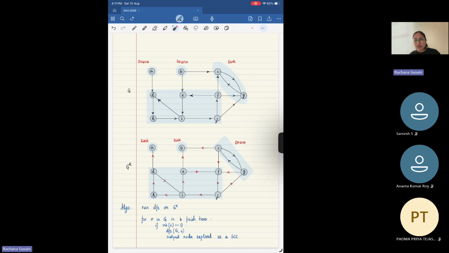Is my screen always visible, or are there some issues in between? It is visible. Okay.